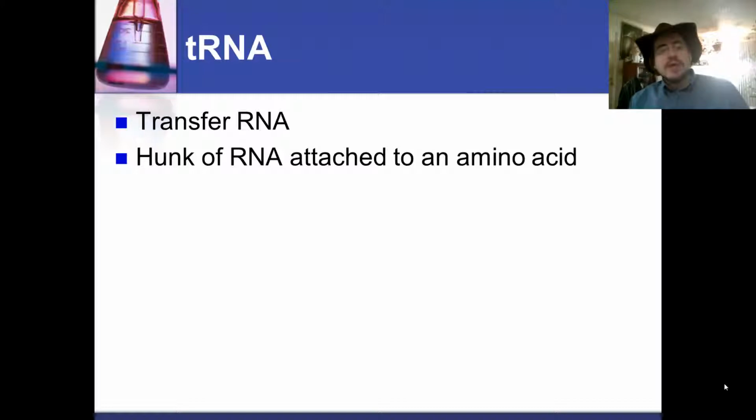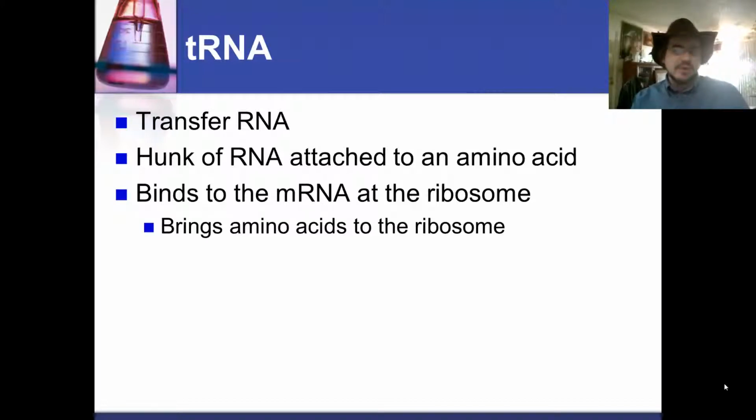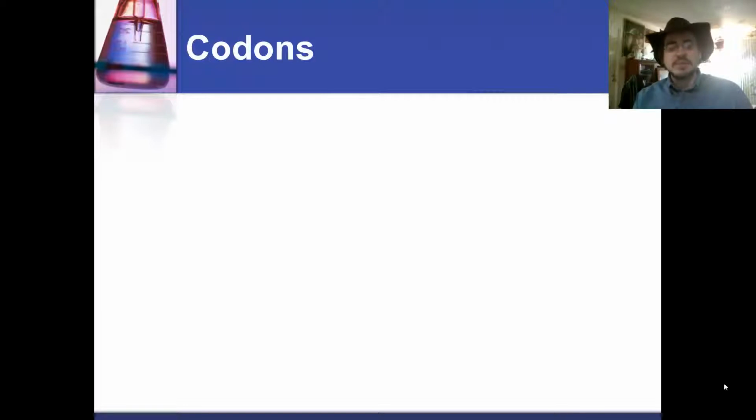But for now, tRNA is attached to an amino acid. And that tRNA binds to the mRNA at the ribosome, and so its whole job is to bring amino acids to the ribosome so the chain can be produced. So when we talk about bringing specific amino acids to the ribosome, we have to have a way to code for specific amino acids. And it has to be better than just the gene codes for a protein, because a protein is made up of multiple different kinds of amino acids chained together and then folded and twisted together.